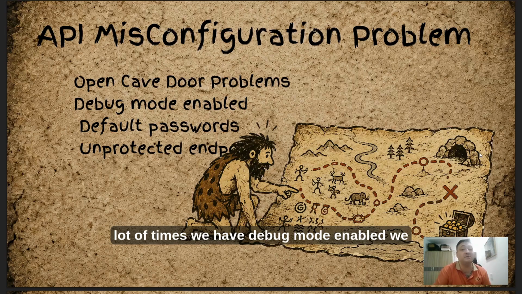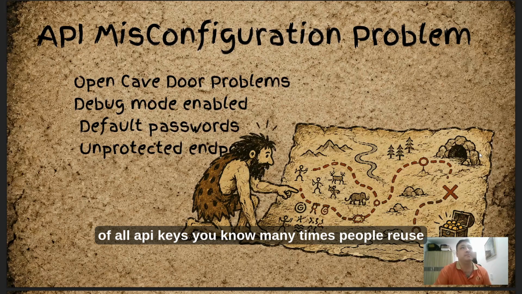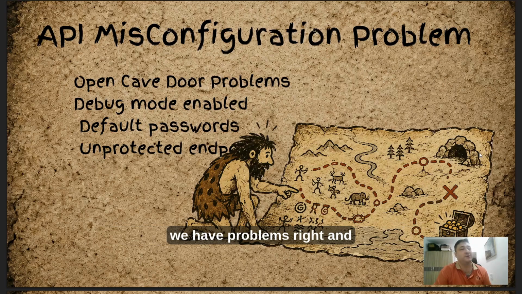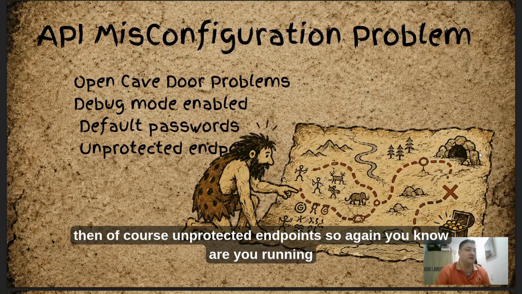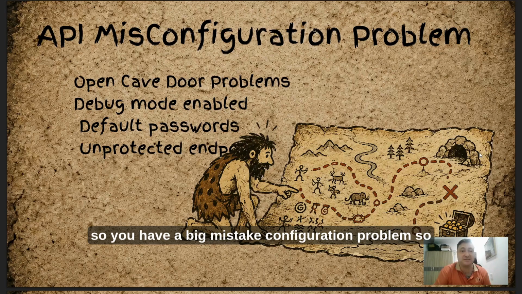A lot of times we have debug mode enabled. We really should not have debug mode enabled, but people do because it's convenient. But the reality is, if an attacker knows about it, they're going to mess around with it. Again, think about default passwords, default API keys. Many times people reuse these and they don't really change them, and we have problems, right? And then of course unprotected endpoints. So again, are you running cookies? Are you running JWT tokens to protect these endpoints? 9 times out of 10, you're probably not. And so you have a big misconfiguration problem. So we need to solve that.